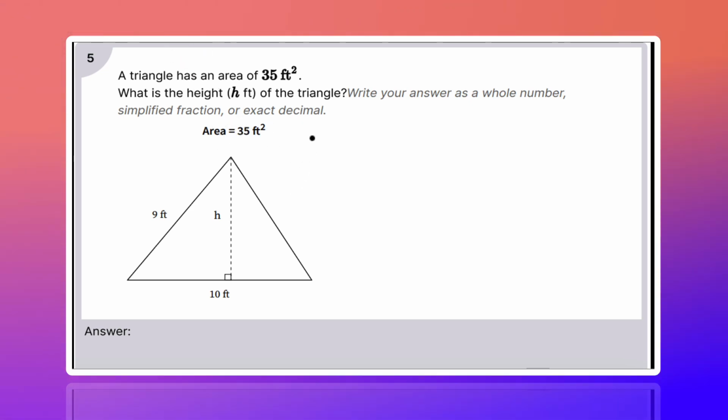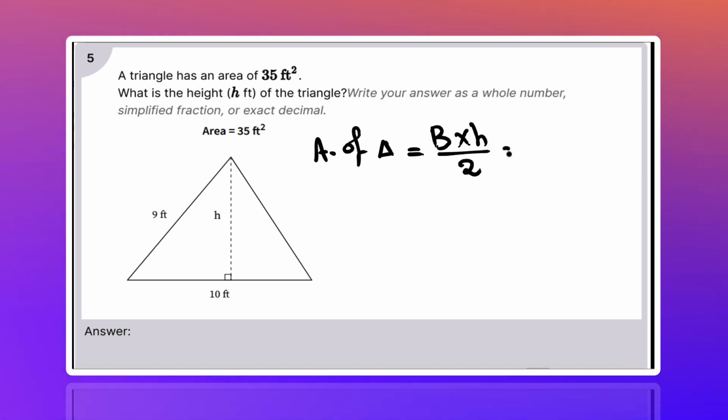The rule for the area of a triangle is equal to base multiplied by height over 2, or we can write it another way, which is equal to half base multiplied by height. They are the same by the way: if I multiply the base and the height then multiply by half, or if I divide by 2, they mean the same thing. So let's apply this rule here.